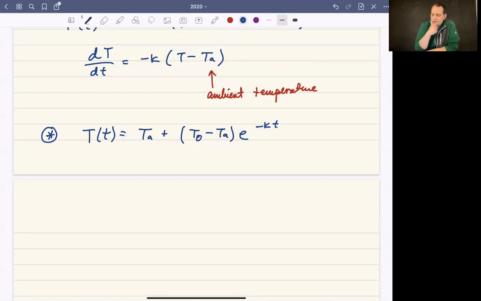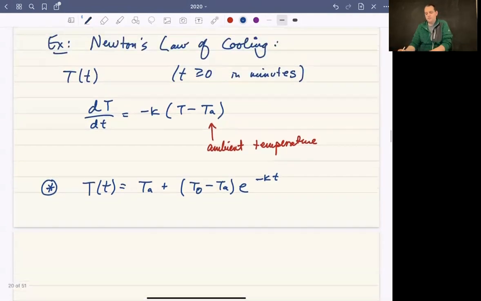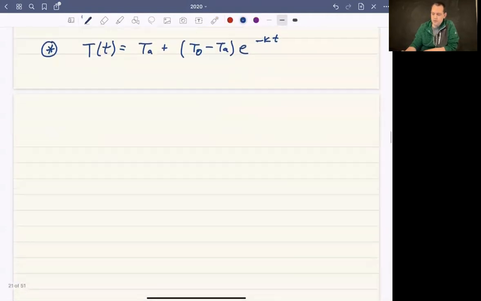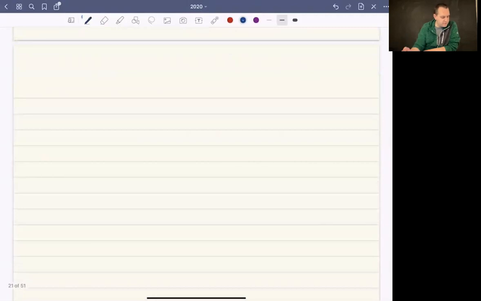So that's what Newton's law of cooling says about the temperature. And notice, by the way, that the formula is really simple, but the differential equation is even simpler. This is one thing that's nice about differential equations, that you can describe the same system in a much simpler way using differential equations. And so that's clearly preferable. So what I want to do is let's do an example with this.